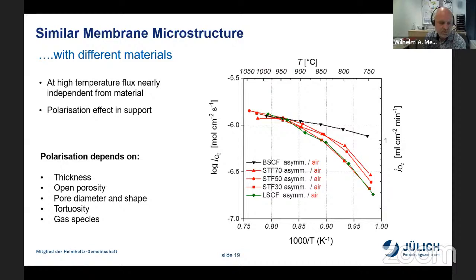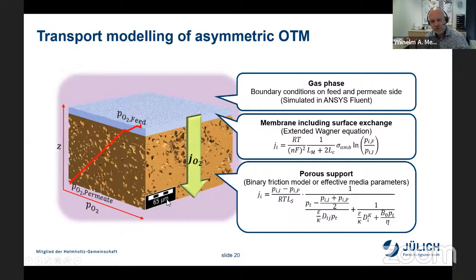the support. And so the polarization depends on the thickness of the layer, on the open porosity, on the pore diameter, also on tortuosity, and last but not least, on the gas species. And then we made a model, and you see here the different transport properties. So in the support, you have in principle a gas phase, and you can model the transport of the oxygen by a binary friction model. In the membrane, I mentioned the Wagner equation, the oxygen flux depends on it, and you can see if you increase the temperature or if you reduce the thickness of the membrane, that you can increase the flux, and that the driving force is a gradient in the partial pressure on both sides.